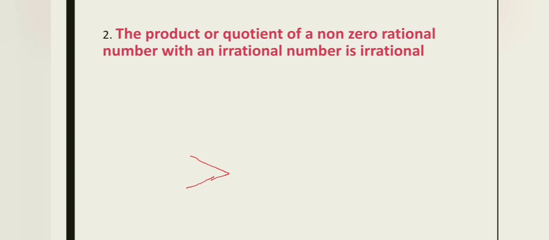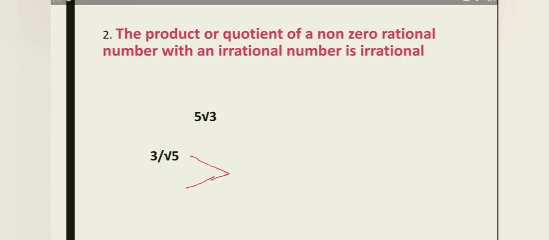Next, the second point is: the product or quotient of a non-zero rational number with an irrational number is an irrational number. Let us try to understand the meaning of this statement. When you multiply a rational number and an irrational number like this, 5 is a rational number, root 3 is an irrational number, isn't it? So when you multiply them, you will always get an irrational number as the answer. The same thing happens in the case of division also.